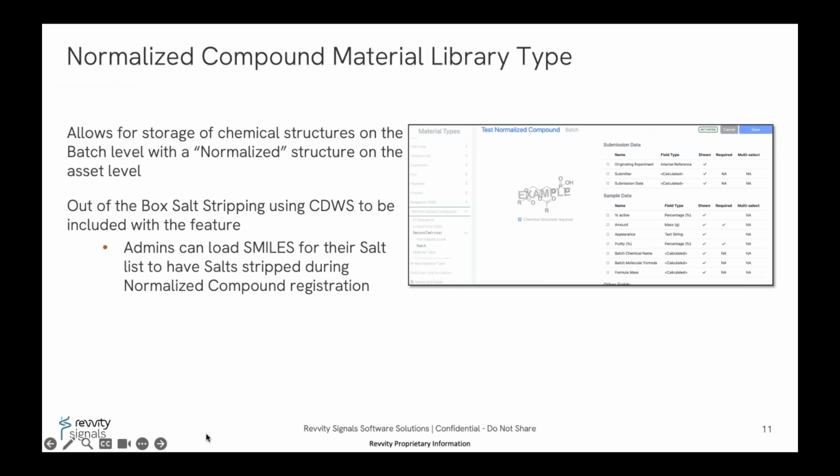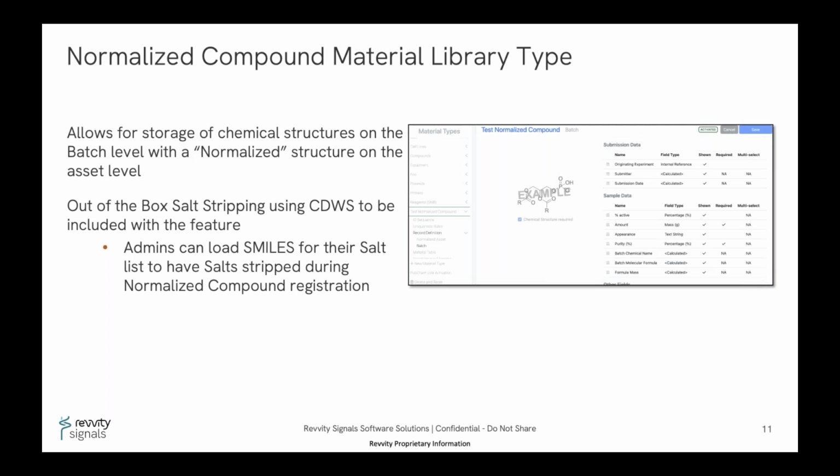Thank you, Marie. An additional update to the materials library is a new material library type that will be coming off of beta in January. This is the normalized compounds library type. What this allows for is an out-of-the-box salt stripper from our CDWS web service, where admins can load a list of SMILES for their salt list in the SN-config and have any registered compounds sent to that salt stripper to generate a normalized or neutralized structure that will be stored at the asset level.